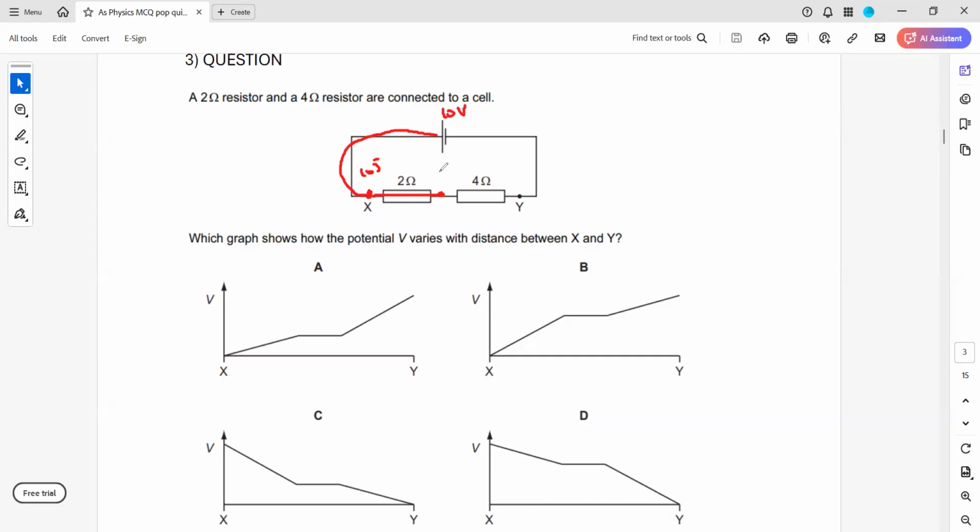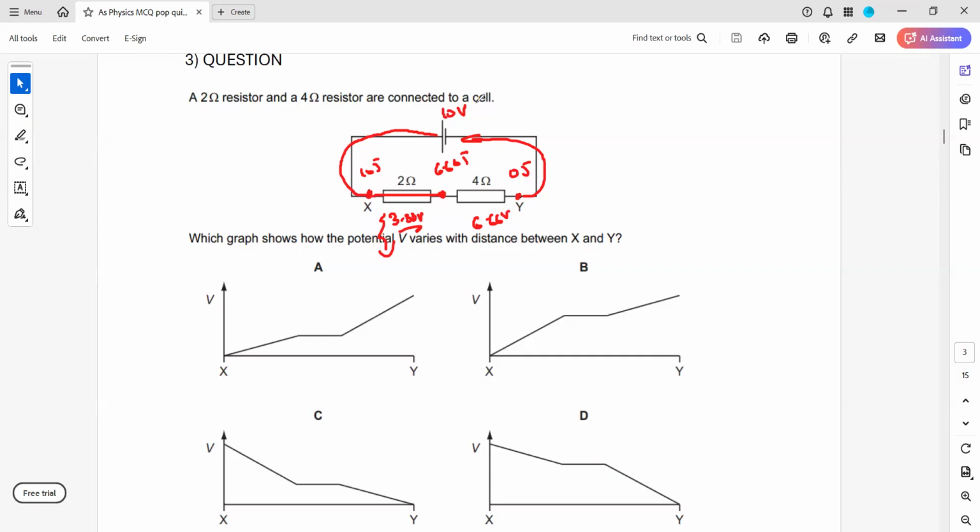So if it's 10, how much energy will be left? 6.66 joules will be left, and 3.33 volts will be used up here. And then when the charge moves, with 6.66, through a 4 ohm resistor, what will happen? It will use all of its electrical energy and return back to the supply. So how much voltage will be there? The voltage will be 6.66.